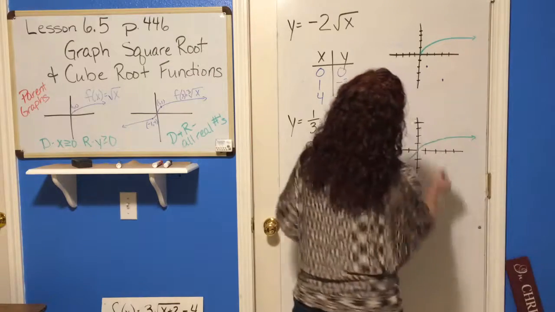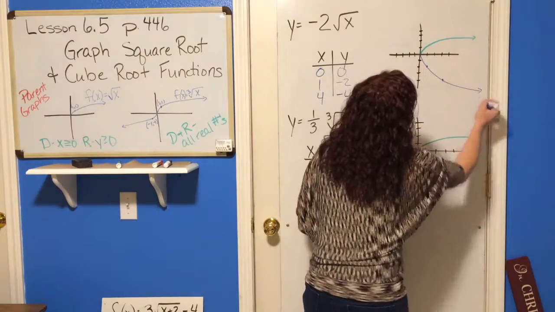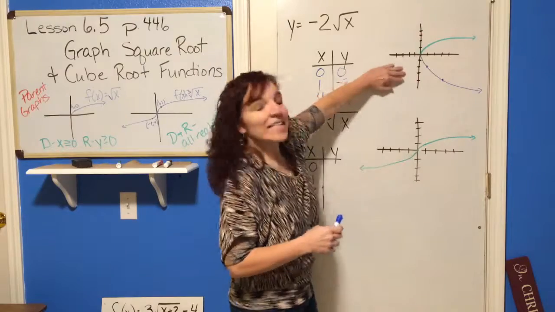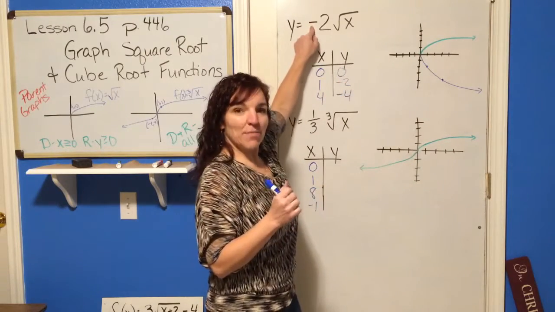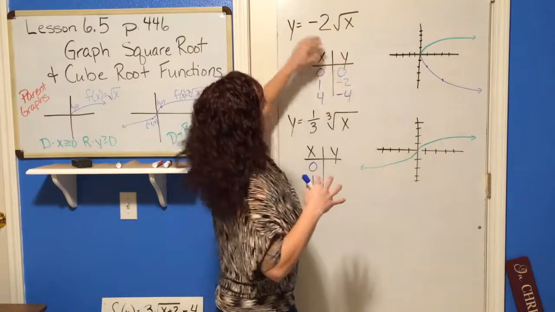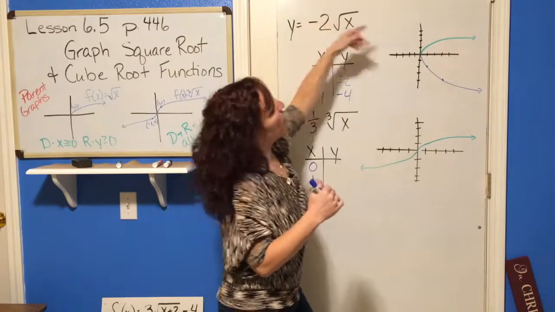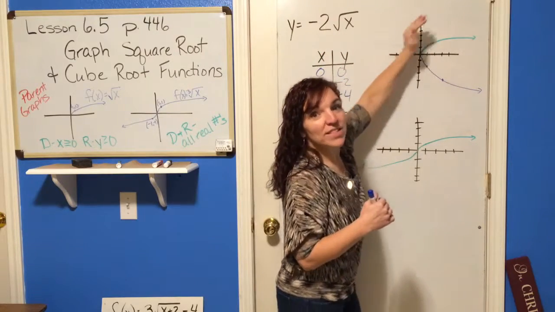And then we can see that, well, it's reflected over the x-axis. And if you'll remember, when we make something negative, it's going to reflect it somehow. So if you've got a square root function, and the function is negative, then it's going to reflect it over the x-axis, and it's going to go downward instead of upward.